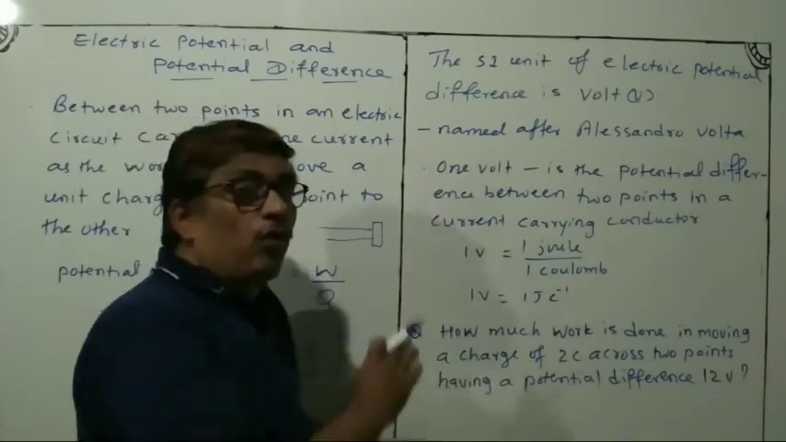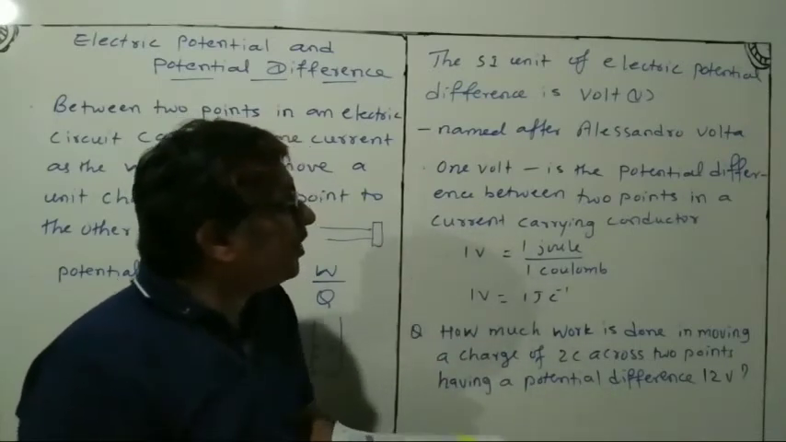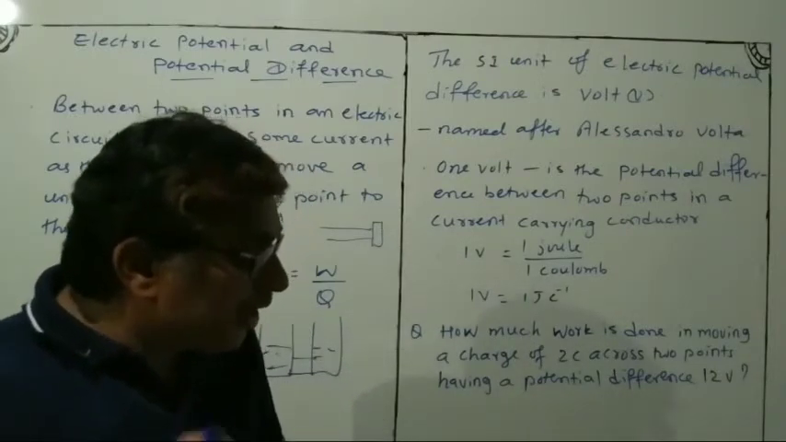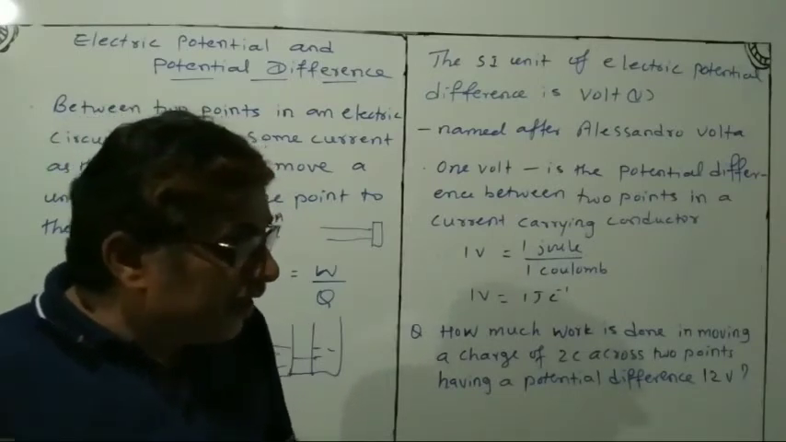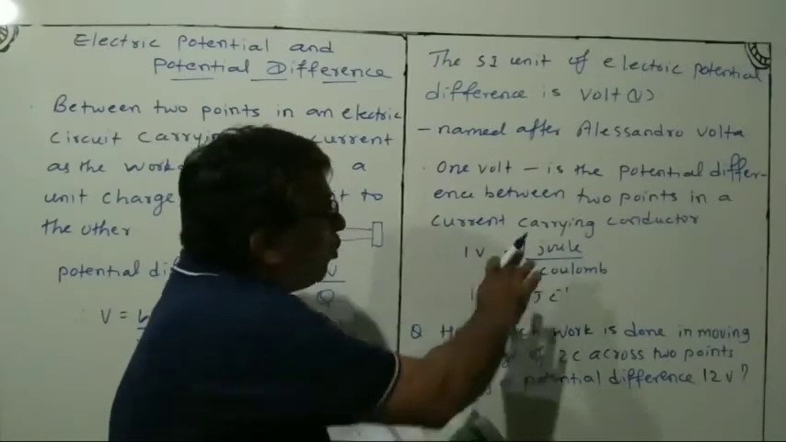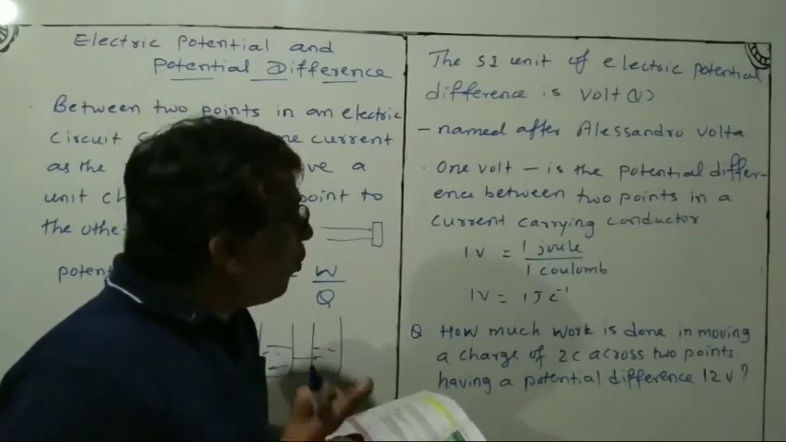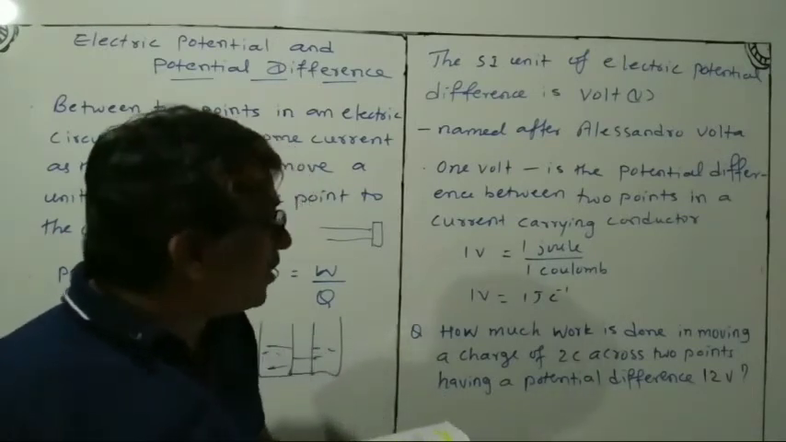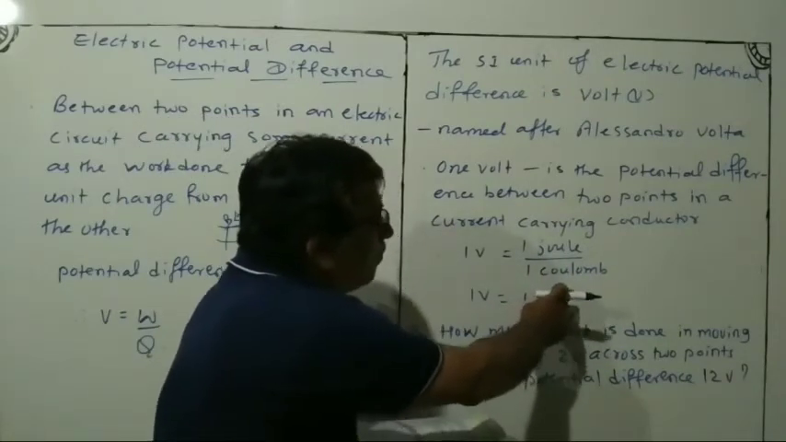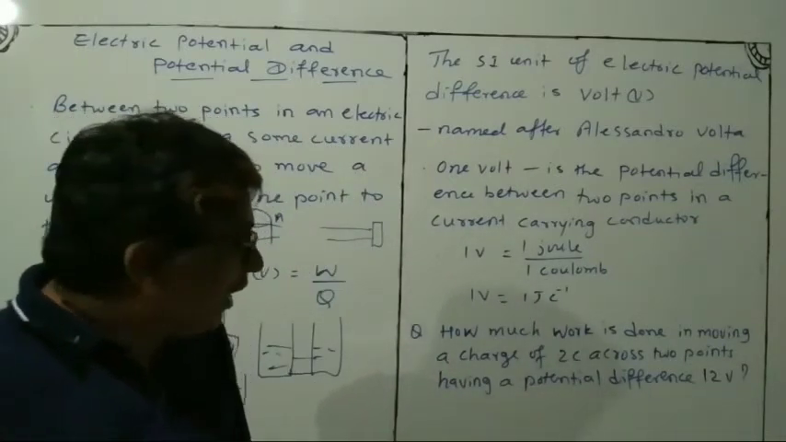Now, what do you mean by 1 volt? 1 volt is the potential difference between two points in a current carrying conductor when 1 joule of work is done to move 1 coulomb of charge from one point to the other. So we can write 1 volt is equal to 1 joule per 1 coulomb. You can write it this way also.